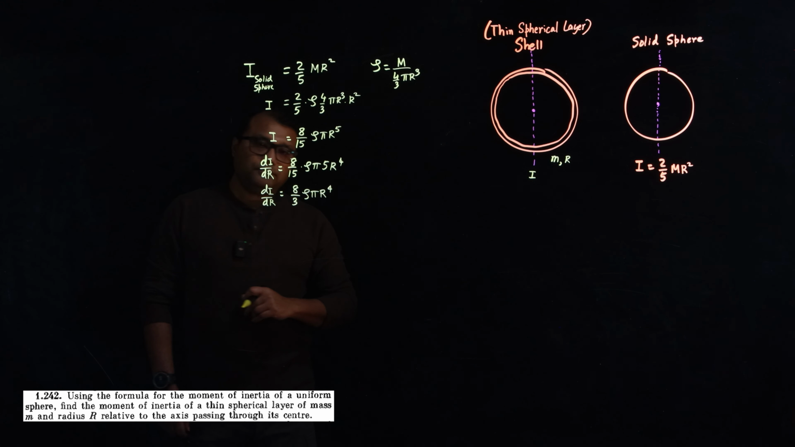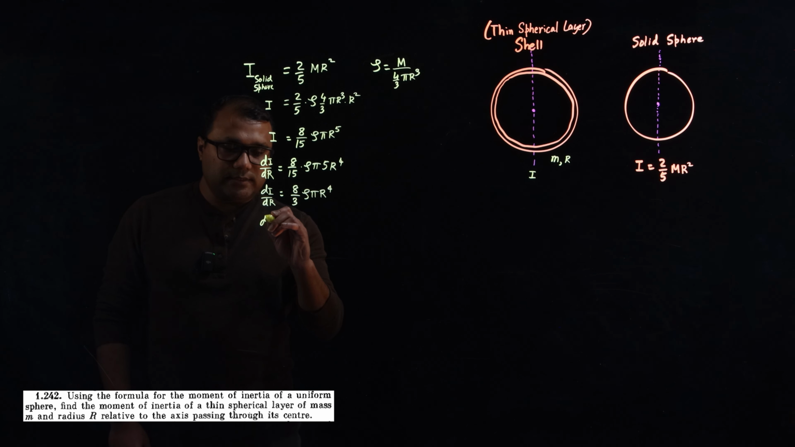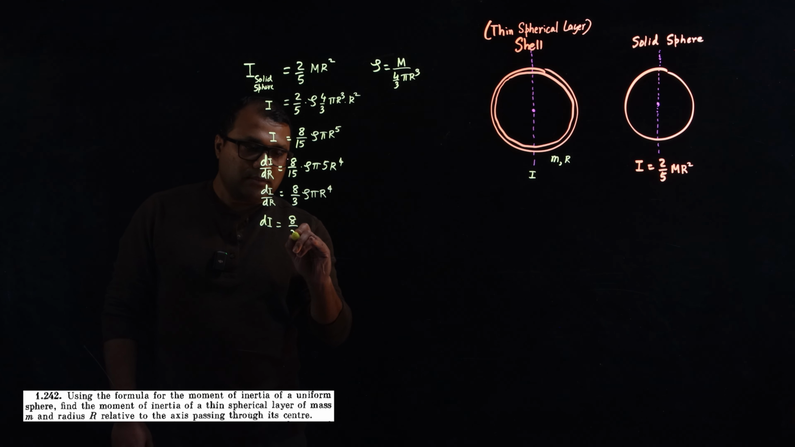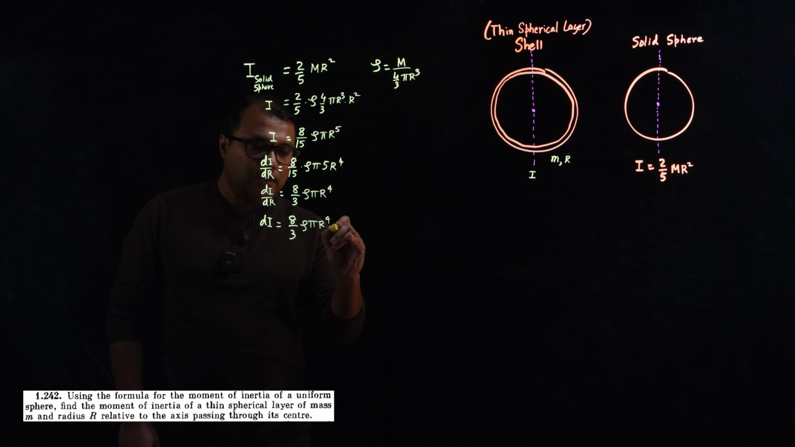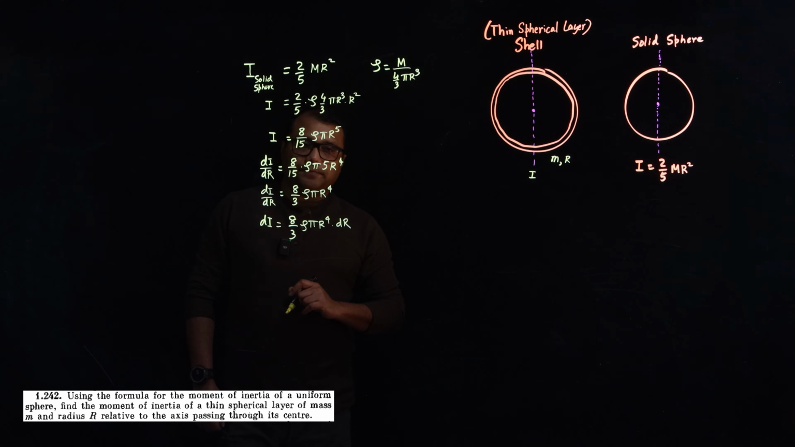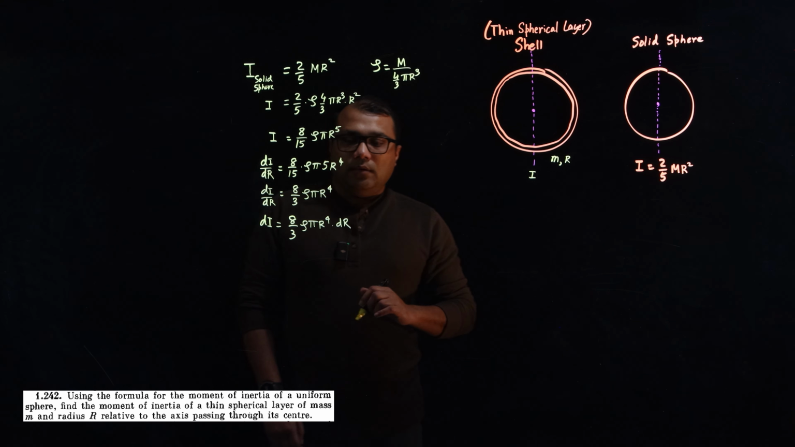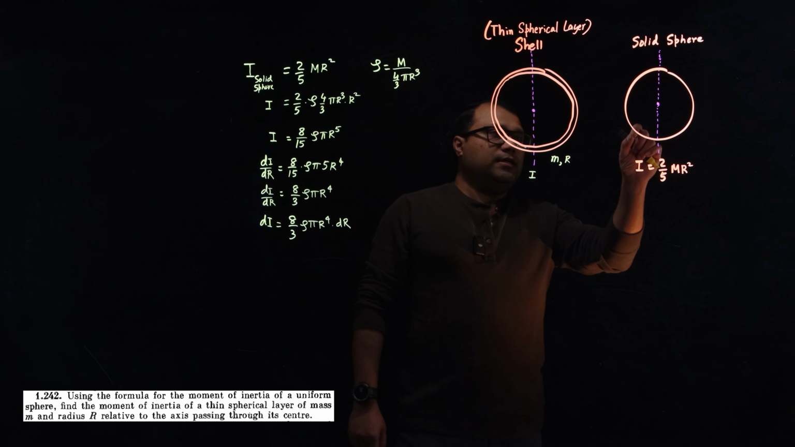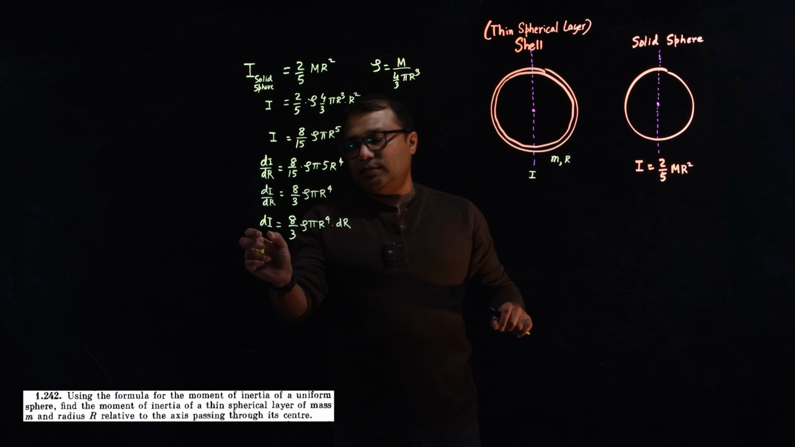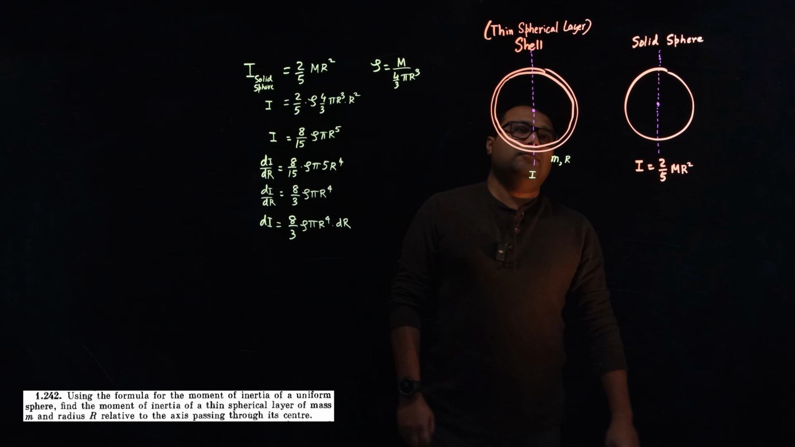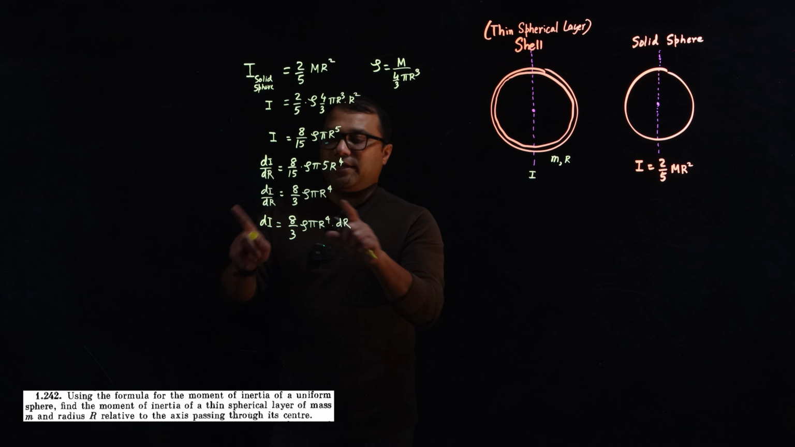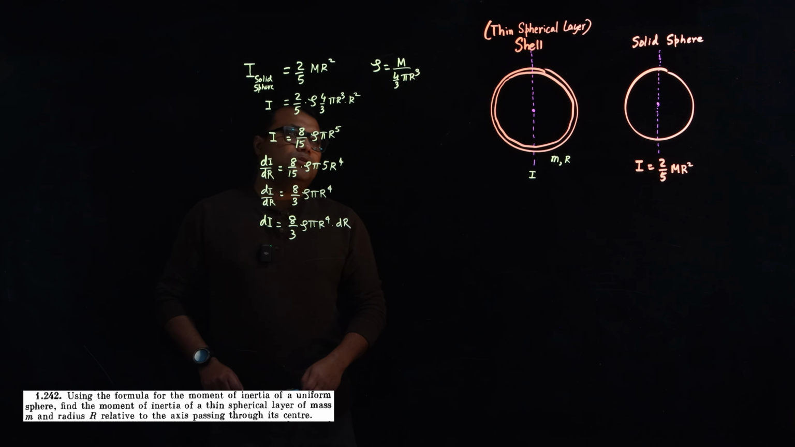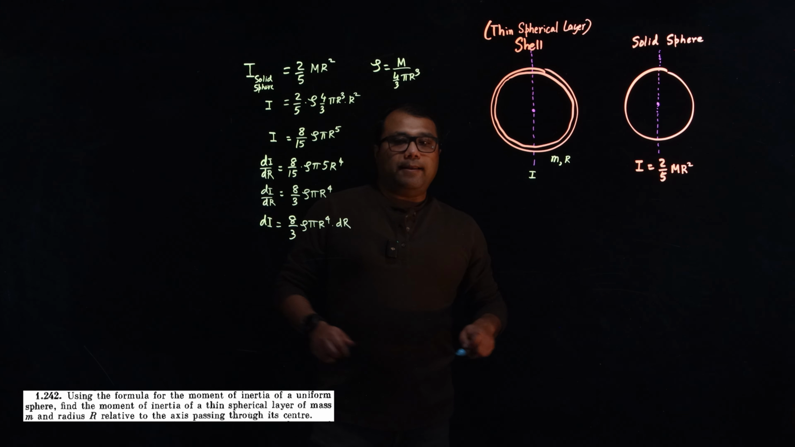Okay. Or we can further write this as a small moment of inertia is 8 by 3 rho pi r to the power 4 dr. Now, a small change in radius will result in a small change in moment of inertia. That is how I read this. So, now let us come to the shell.